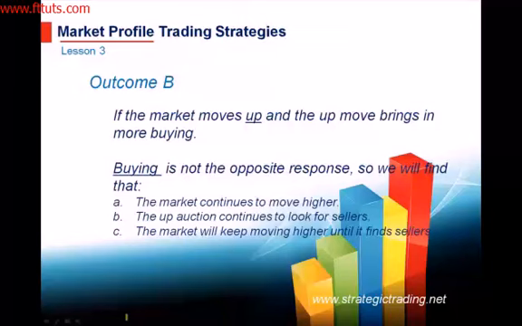Well, guess what? Buying is not the opposite response of what we're looking for. So the auction market just has to keep going up. Because remember, the auction market keeps moving until it finds the opposite of what it's looking for. So if it was moving up, it's looking for sellers. And now it found buyers. So it just has to keep going. So the market continues to move higher. And the up auction continues to look for sellers. And the market will keep moving higher and higher until it finds those sellers. And at some point, it's going to find them. No market keeps going up forever. There's always a point when the sellers are going to come in.